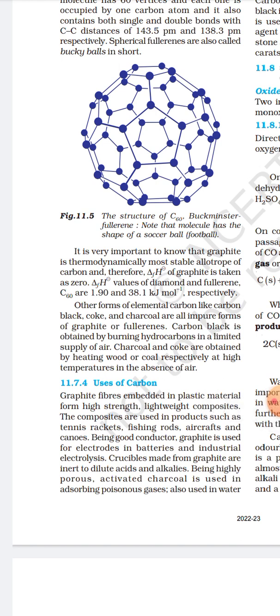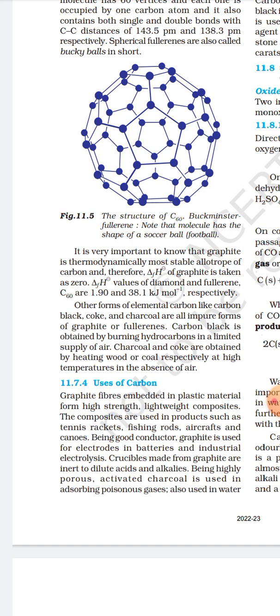Uses of carbon. Graphite fibers embedded in plastic material form high-strength, lightweight composites. The composites are used in products such as tennis rackets, fishing rods, aircraft, and canoes. Being a good conductor, graphite is used for electrodes in batteries and industrial electrolysis. Crucibles made from graphite are inert to dilute acids and alkalis.